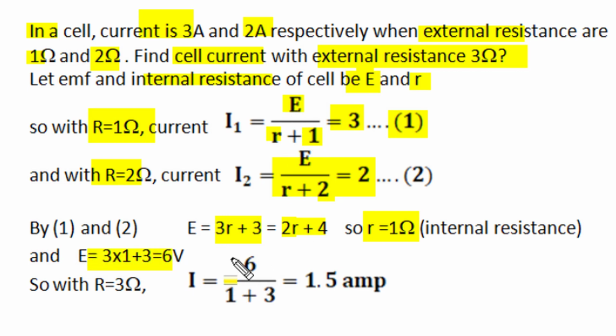So the source EMF is 6 volt, the internal resistance is 1 ohm, and when external resistance 3 ohm is connected, the total circuit resistance becomes 4 ohm, and the current in the 3 ohm external resistance will become 1.5 ampere.